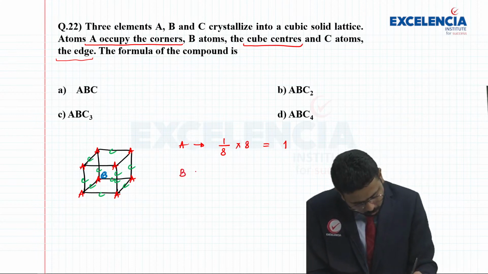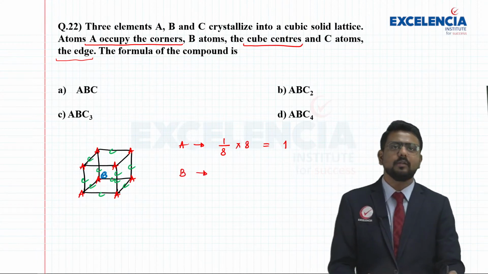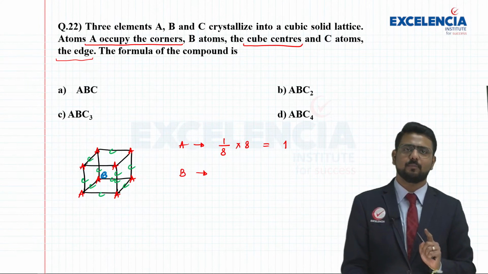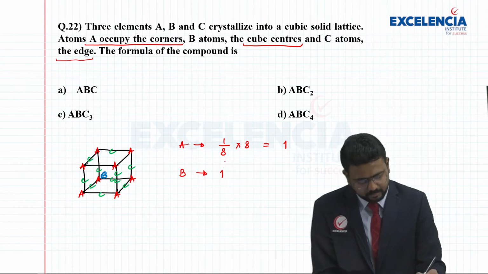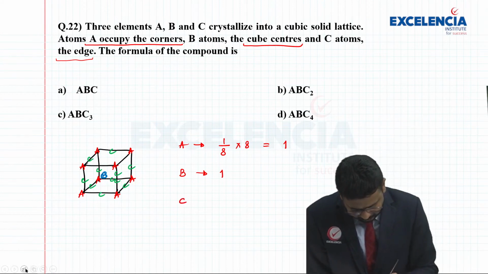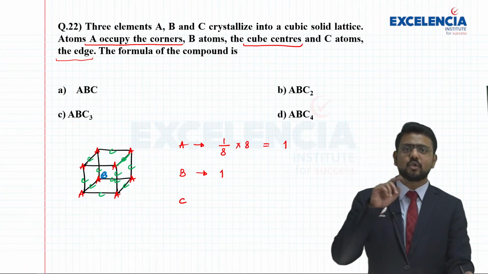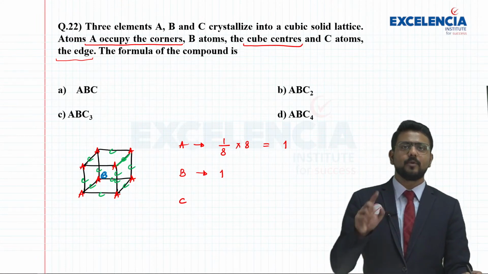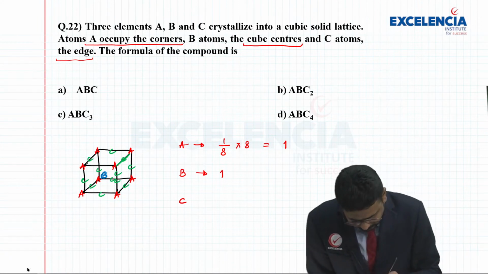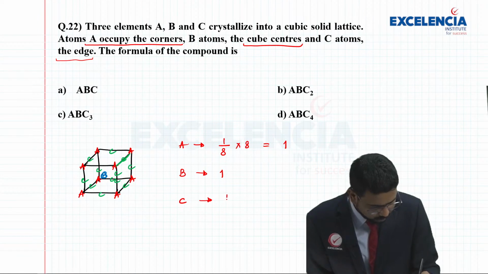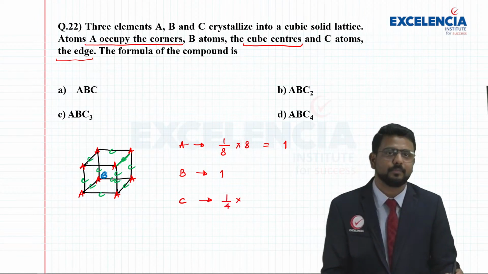Also, because B is present along the body center, it is the cube center, so for each unit cell you are going to have one atom of B. So B basically will be 1, right? And C atoms, they are present along the edge centers, right? Now we know that each edge of the cube will be shared by 4 different unit cells, right? So the contribution from each unit cell without any doubt is going to be 1/4, correct?